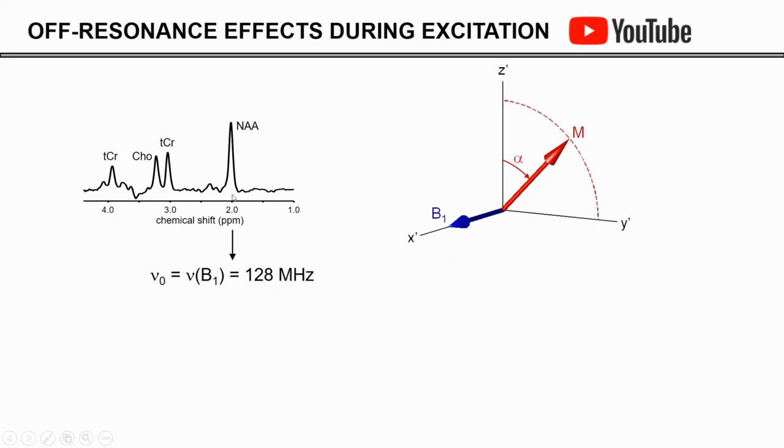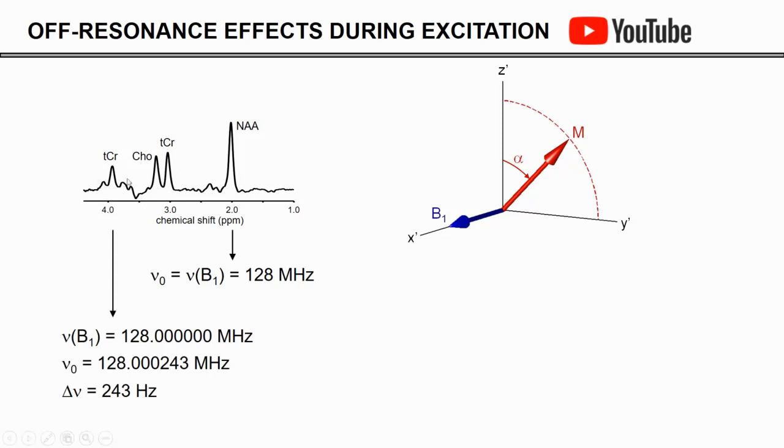If NAA is on resonance, that means that all the other resonances are automatically off resonance. If we look at the creatine, for example here, the B1 of course is at the same frequency, exactly 128 MHz, but the frequency of this peak is 128 MHz plus 243 Hz. In other words, this peak is 243 Hz off resonance.